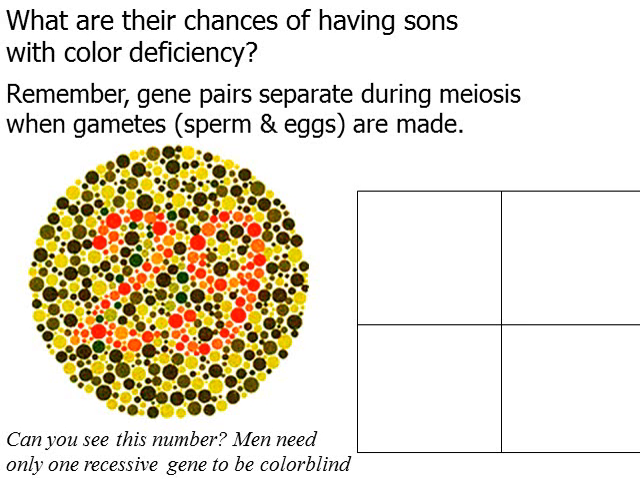Do their daughters and do their sons have an equal chance of being color deficient? If you recall, during meiosis, the gene pairs are going to separate. And that is why I set up a box like I have on the right side. Hey, can you read this number? If you can't, then you're probably a man.